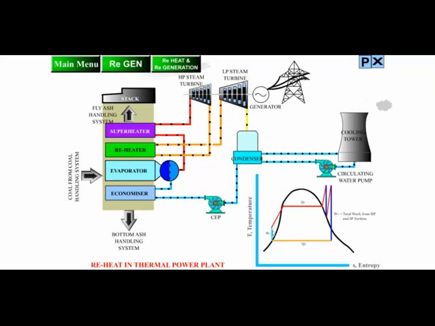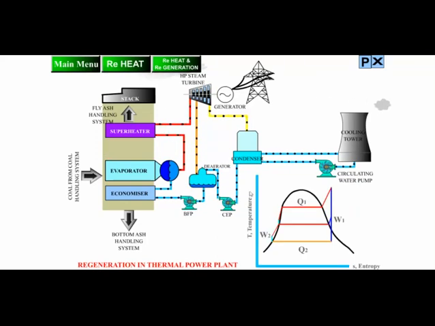Then again this condensate is extracted by condensate extraction pump. Then through economizer, it is sent to the boiler drum, then superheater, and this cycle completes. Then comes the regeneration process. So here you can see, already we had discussed it. So this condensate through CP, and after passing through LP heater, which is not shown here, goes to deaerator. From deaerator, it is taken by boiler feed pump, then through HP heaters.